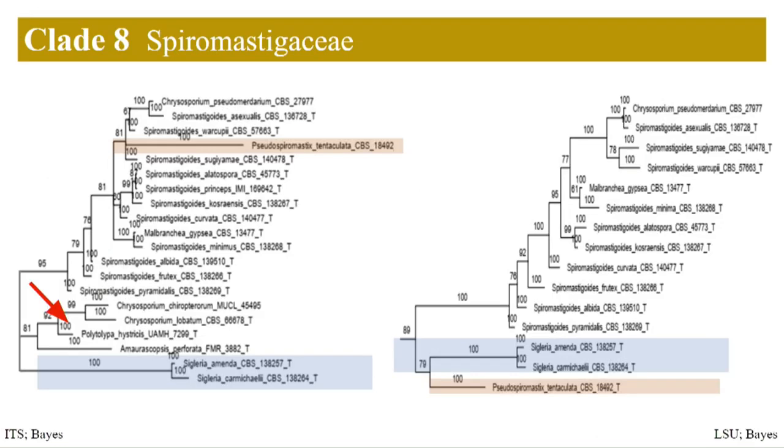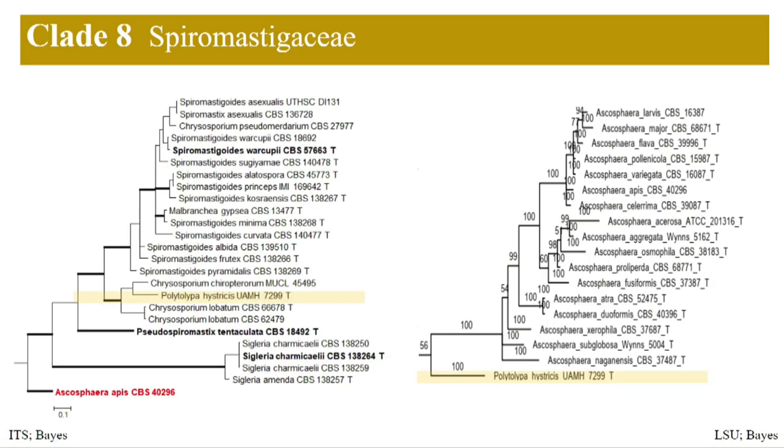So when we compare the ITS and LSU loci within this family, Pseudospiromastix, based on ITS, was placed among the Spiromastigoides species, but based on LSU, it was a separate branch. And there was also Polytolypa hystrix. ITS loci results showed it's in this family, but for LSU, it was in a different place.